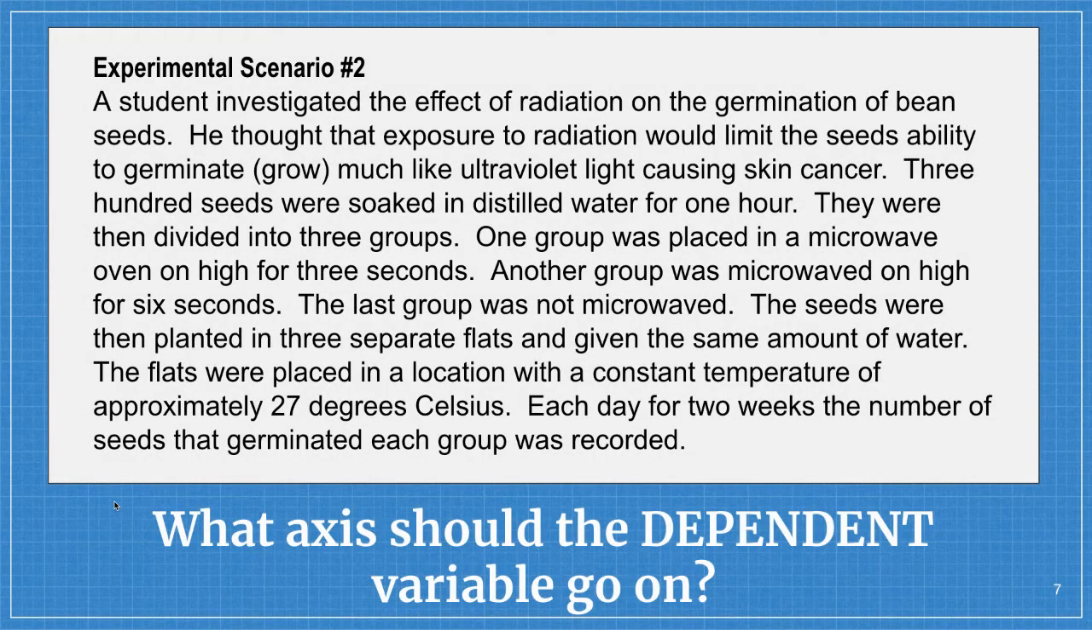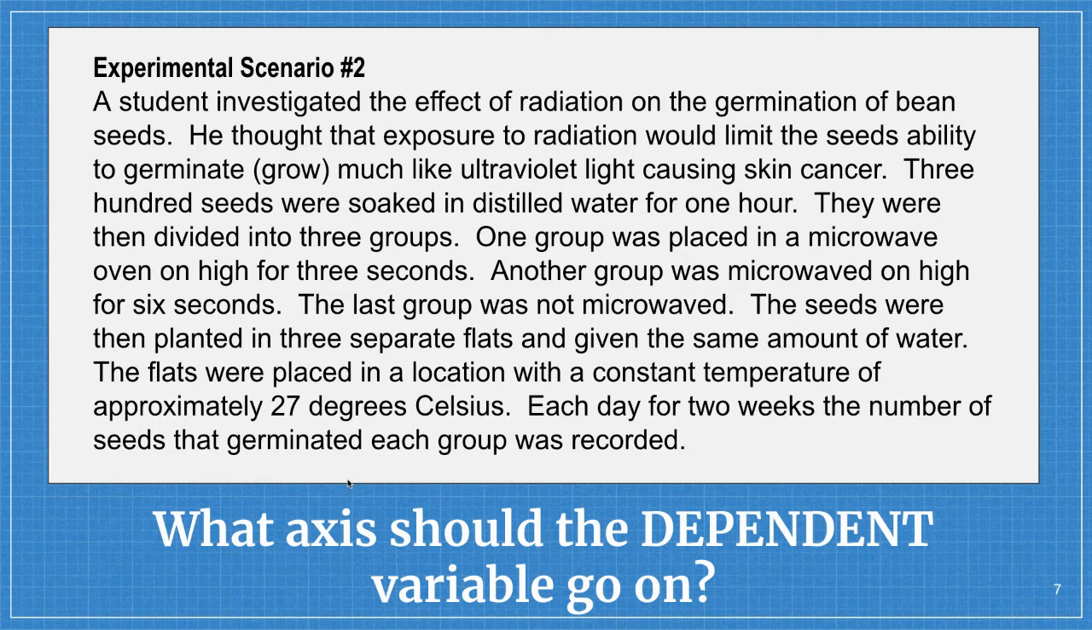All right, experimental scenario number 2. A student investigated the effect of radiation on germination of bean seeds. He thought that exposure to radiation would limit the seed's ability to germinate or grow, much like ultraviolet light causing skin cancer. 300 seeds were soaked in distilled water for 1 hour. They were then divided into 3 groups.